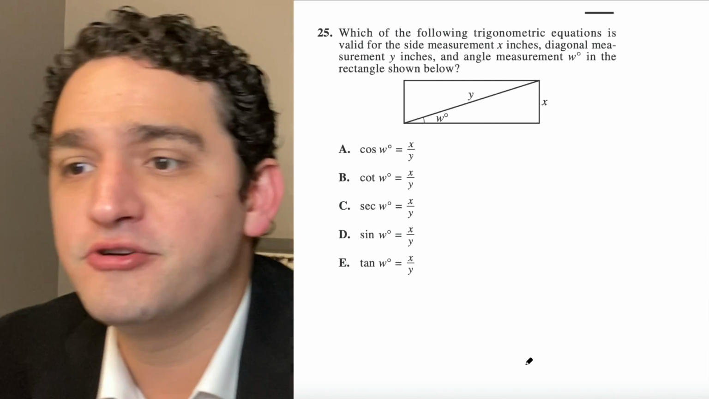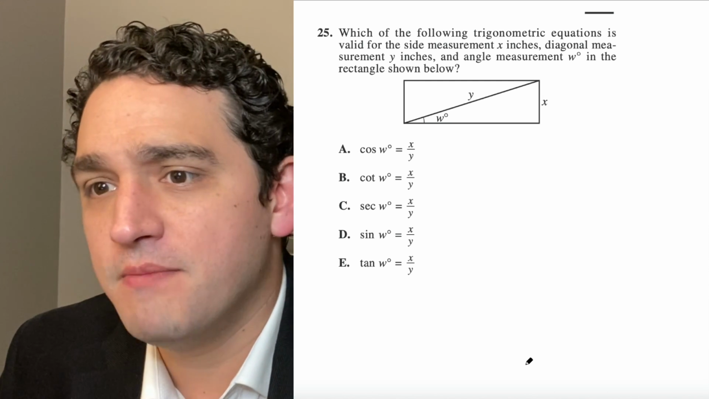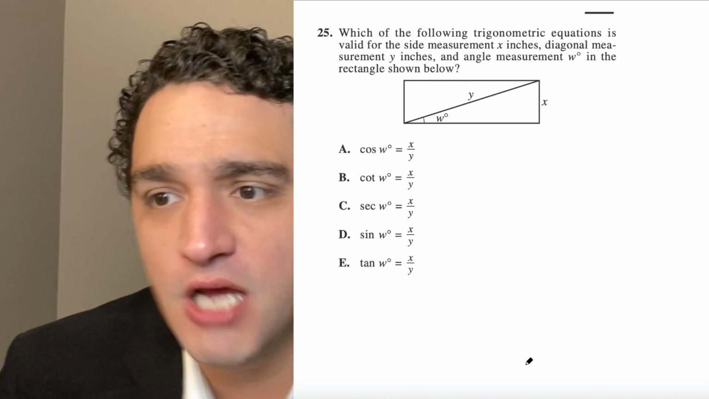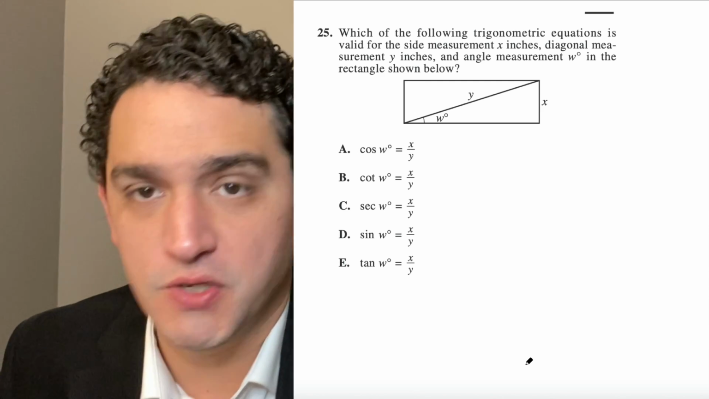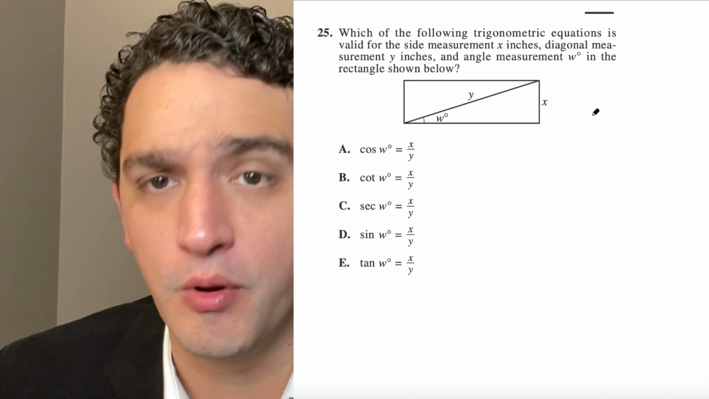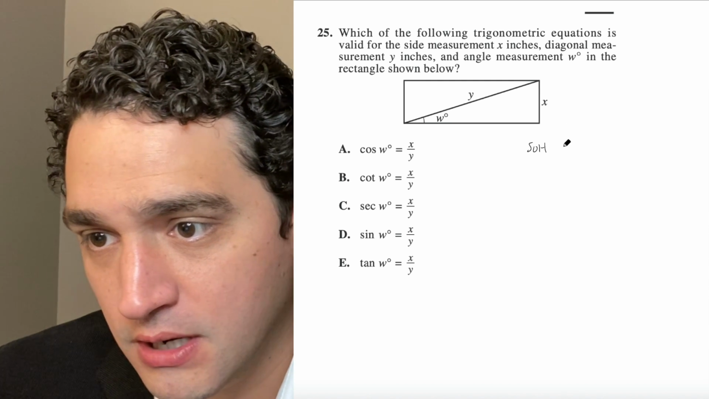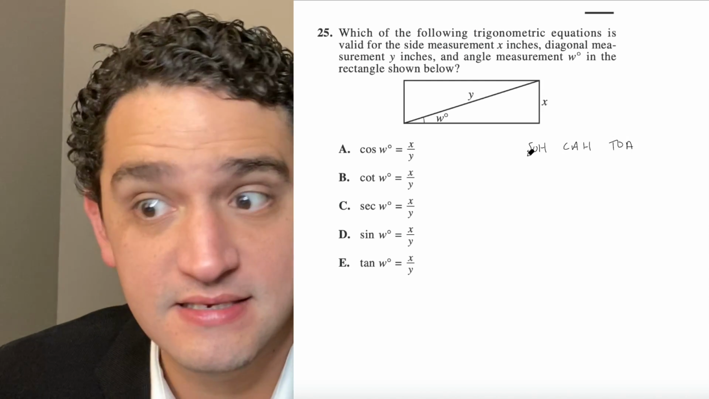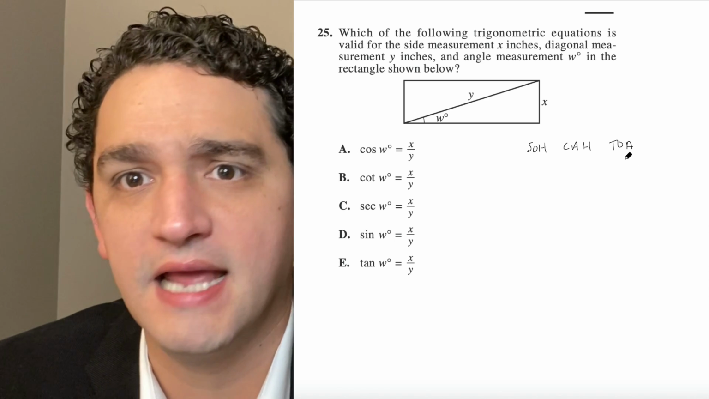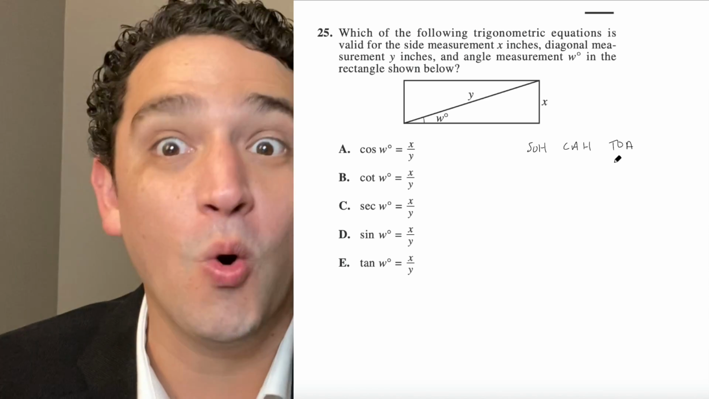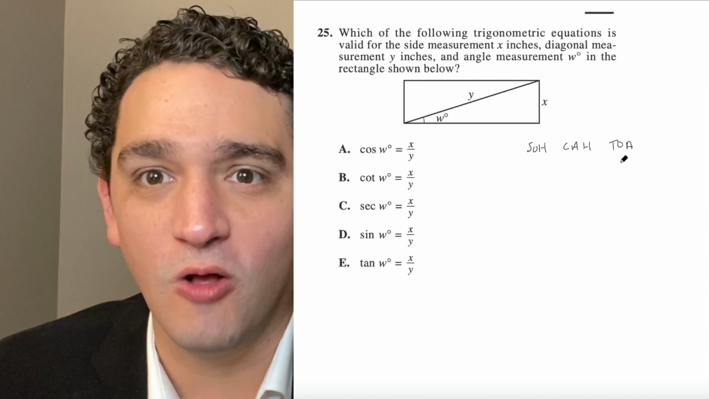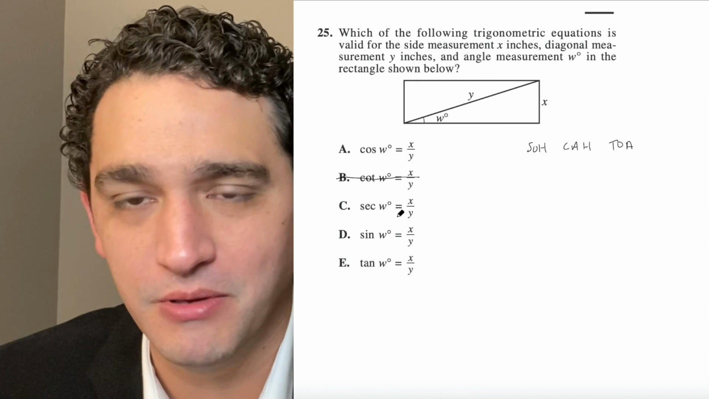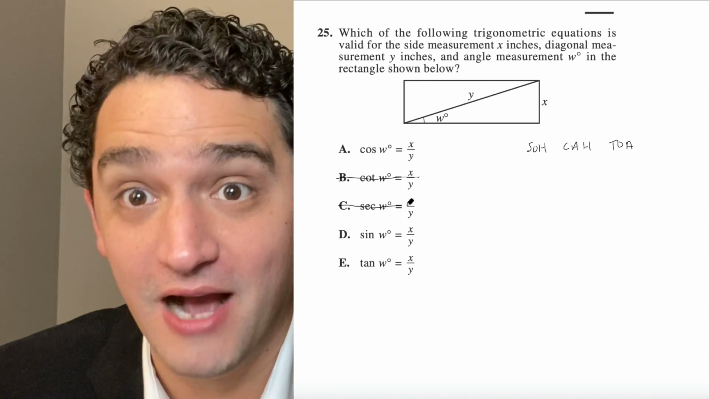Which of the following trigonometric equations is valid for the side measurement x inches, diagonal measurement y inches, and angle measurement w in the rectangle shown below? So first thing, without thinking any further, we write down SOH CAH TOA. And let's remind ourselves that S is sine, C is cosine, T is tangent. Nowhere in the ACT or the SAT will you be asked to solve for cotangent and secant. So we know B and C, cotangent W and secant W, have to be out.